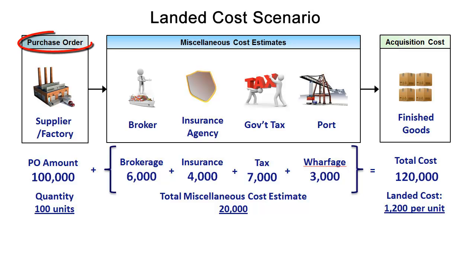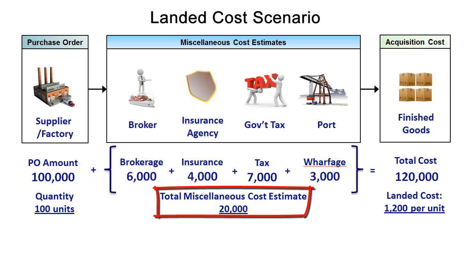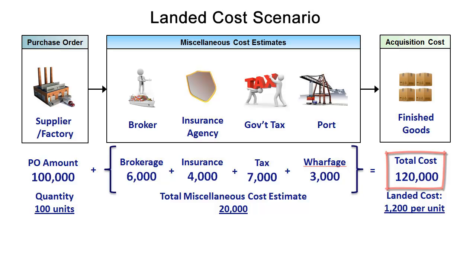With the creation of the purchase order, we get the base cost of the items that amounts to 100,000 for 100 units of industrial water purifiers. Miscellaneous cost estimates are then specified that include brokerage, insurance, tax, wharfage that amounts to 20,000. The amount from the PO plus the miscellaneous cost estimate gives us a total acquisition cost of 120,000 that is divided with the number of units to get the landed cost of 1,200 per item.